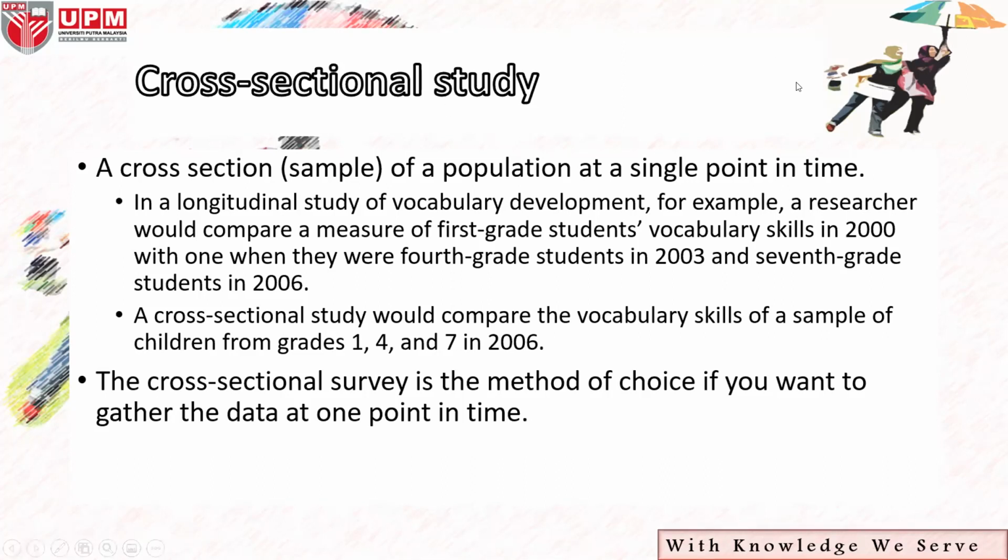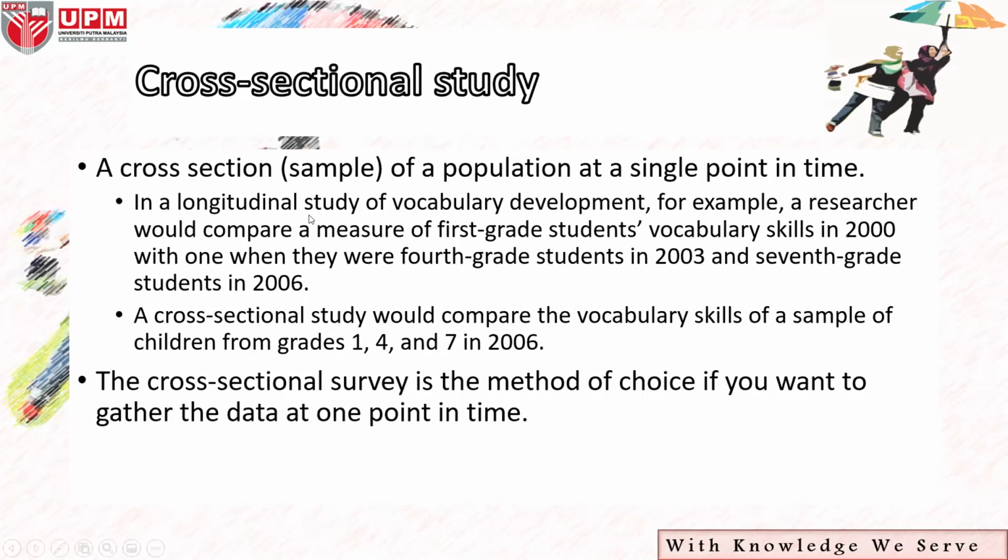Okay. So next one, cross-sectional study. Okay, so ingat tadi kalau untuk longitudinal, in general the data collection happen more than one. Okay, more than one. Okay, next one, cross-sectional study. So cross-section ni is a cross-section sample of a population at a single point in time. Sekali je, kita cross sekali je. Tak kira group mana, population mana, sample mana, sekali saja.